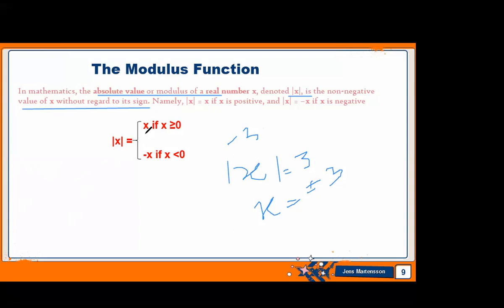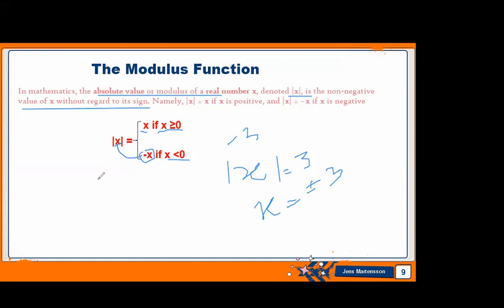Mod x is equal to x if x is greater than 0. Obviously, when x is greater than 0, the values are positive, that means 1, 2, 3, 4 and 5. When x is less than 0, that means the value of x is negative.